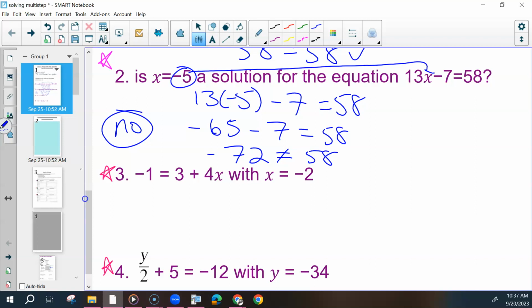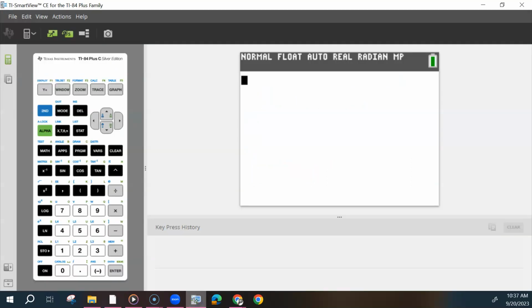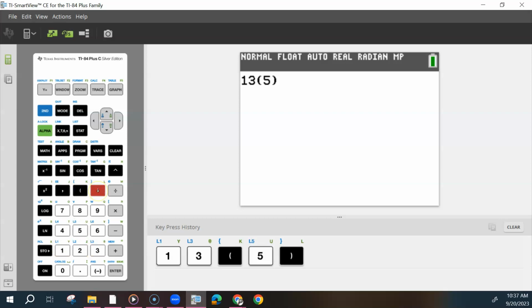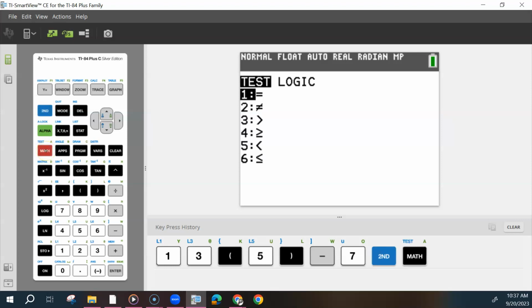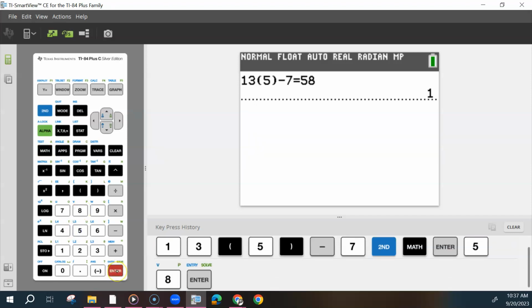Okay. Questions on this part? I'm going to show you how you can do this in the calculator. So in the calculator, I need everyone to do this. You're going to type in, we'll do the first example and then the second, 13, parentheses, 5, and parentheses, minus 7. Then we want the equals. That's in blue, above the math key. So second math, equals, and then hit enter.